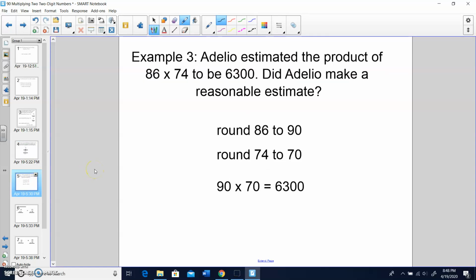Okay, example 3, moving on to page 570. Adelio estimated the product of 86 and 74 to be 6,300. Did Adelio make a reasonable estimate? Well, your first thing would be to round. 86, and since that 6 is 5 or higher, we round up to 90. Round 74 down, because that 4, to 70. And think to yourself, 9 times 7 is 63. And I have 2 zeros to put at the end.